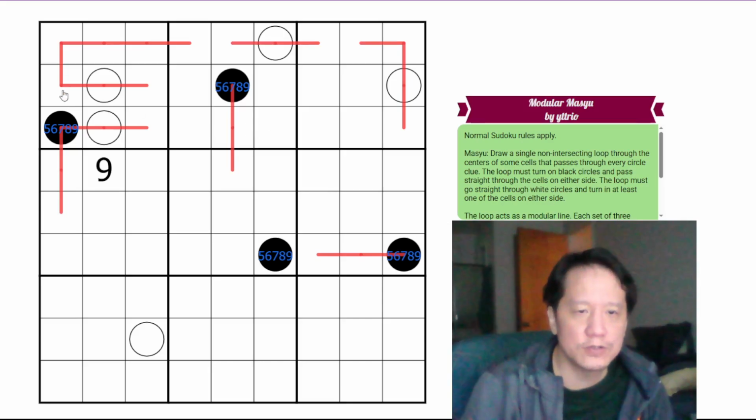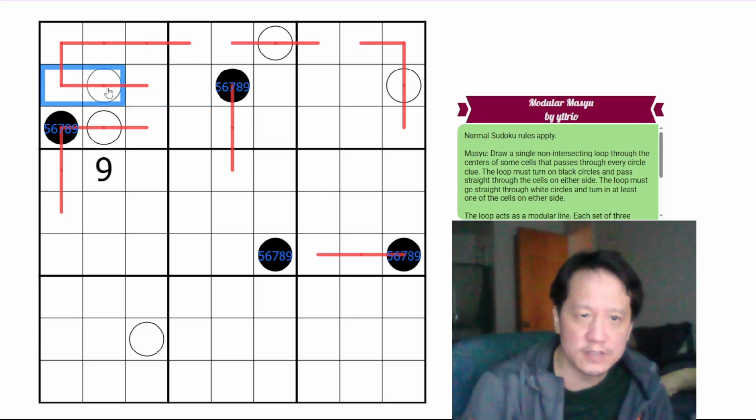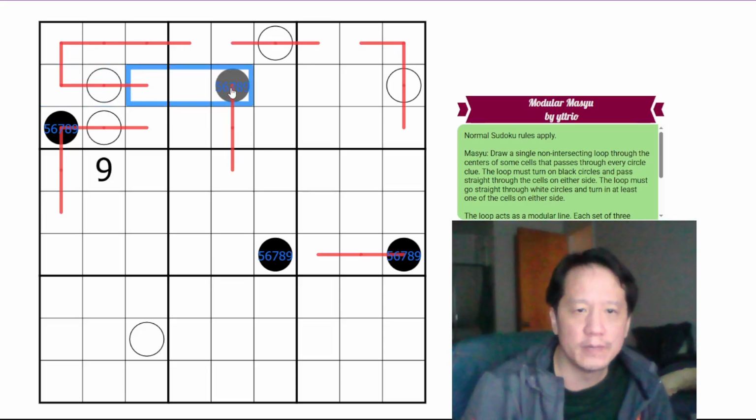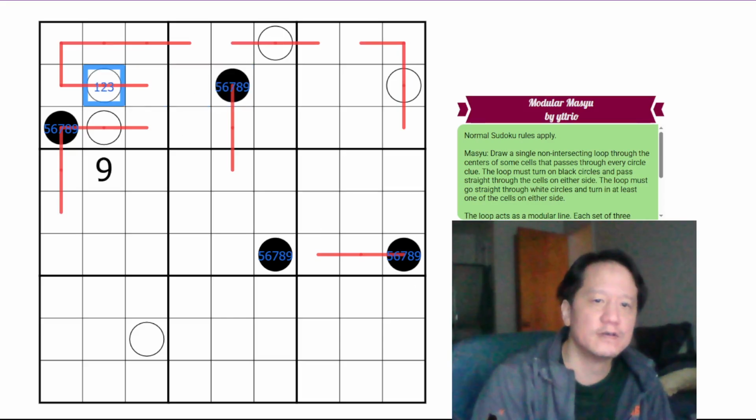This already turns. This already turns, so this could go straight. It could intersect there. So this sees, again, 5 through 9. This sees at most 4. Right? Because it'll see this cell, this cell, this cell, and that cell at most. Well, it could go straight through here. So this is 1 through 5 then.